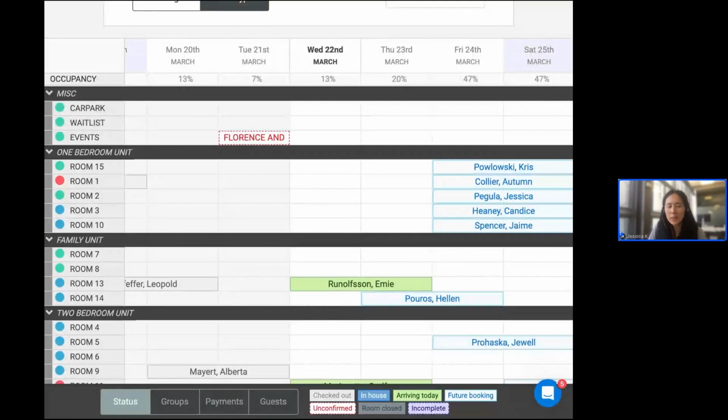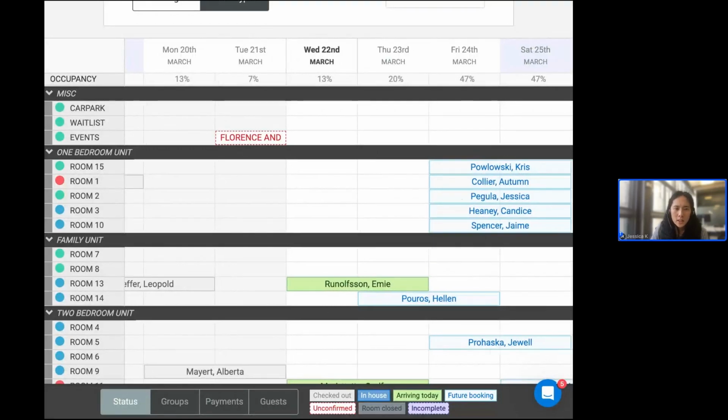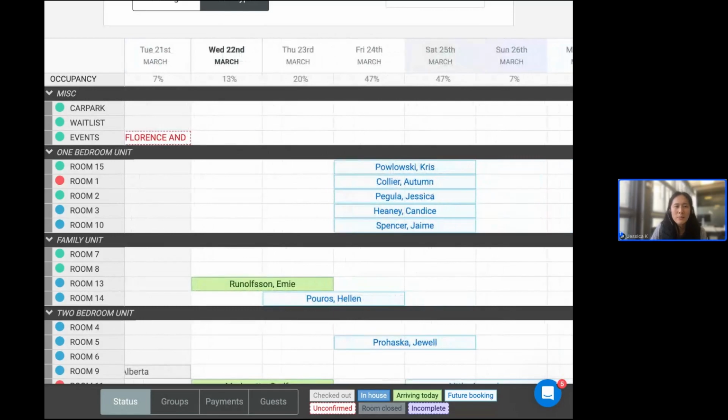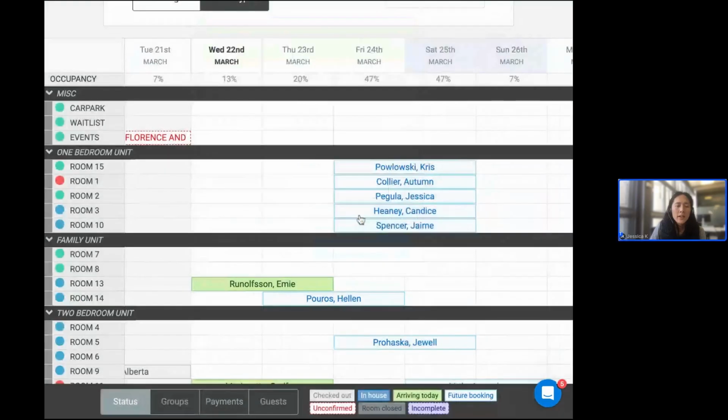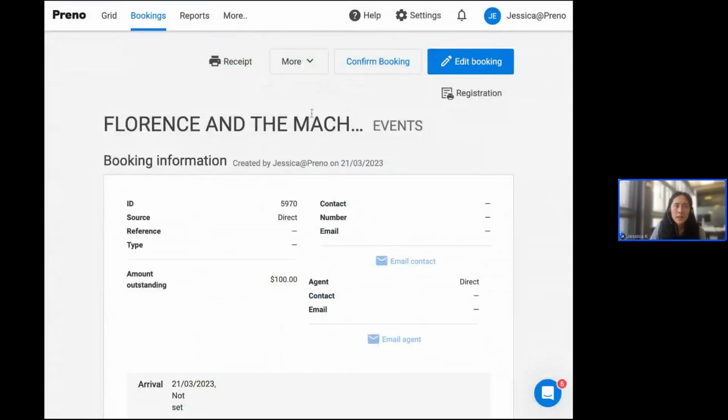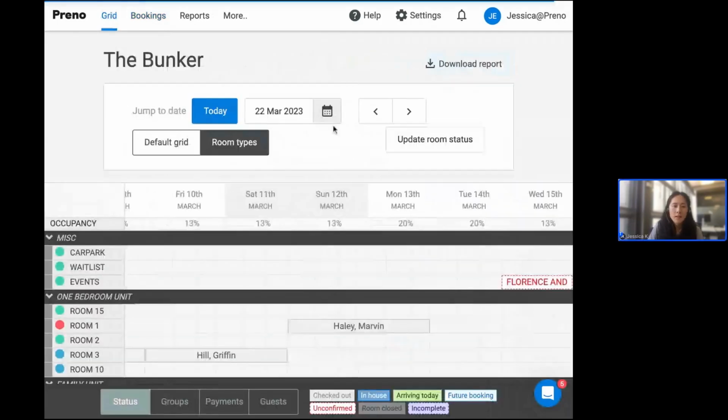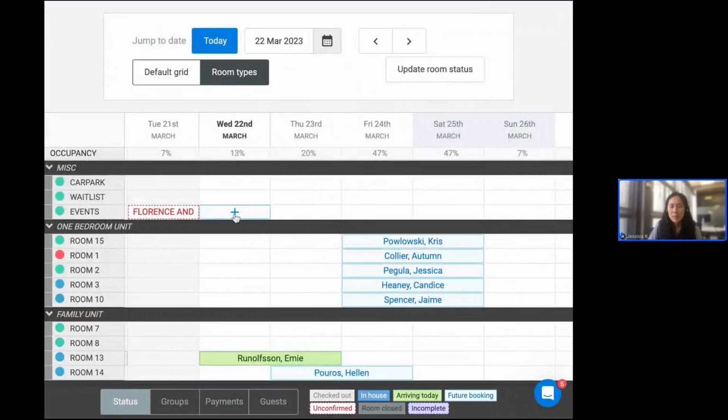So, if I was nearby, near the event, I could make sure I bump up the price. So yeah, you essentially just add it into the grid like it's a booking. So if I just click into it, whoops. Yeah, so you just add a booking like you normally would, and you can just name the title of it so it's obvious. And then I just called it Florence and the Machines. Yeah, so yes, definitely recommend doing this. And Easter's coming up, Anzac Day, any other events. Yeah, you can definitely look into doing this. Very easy to do.